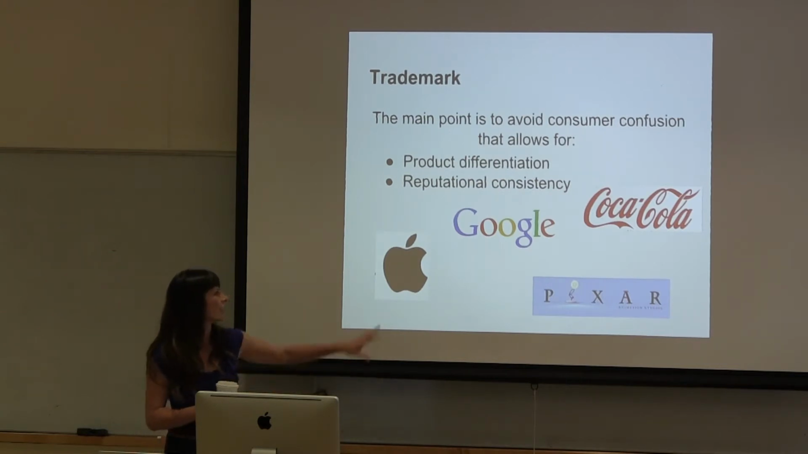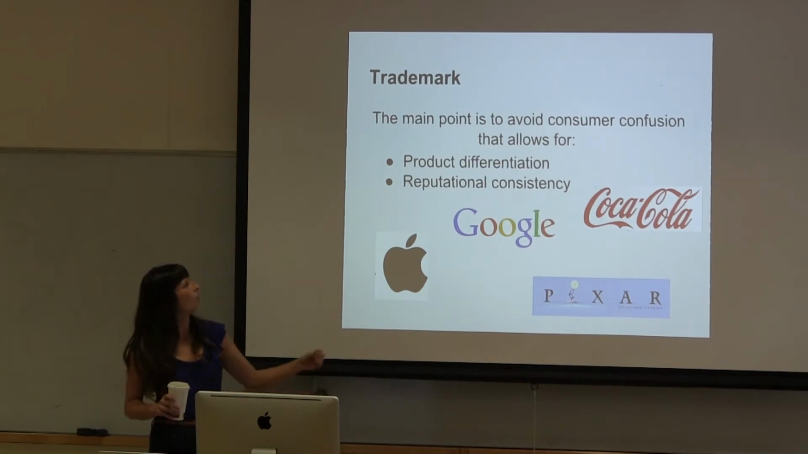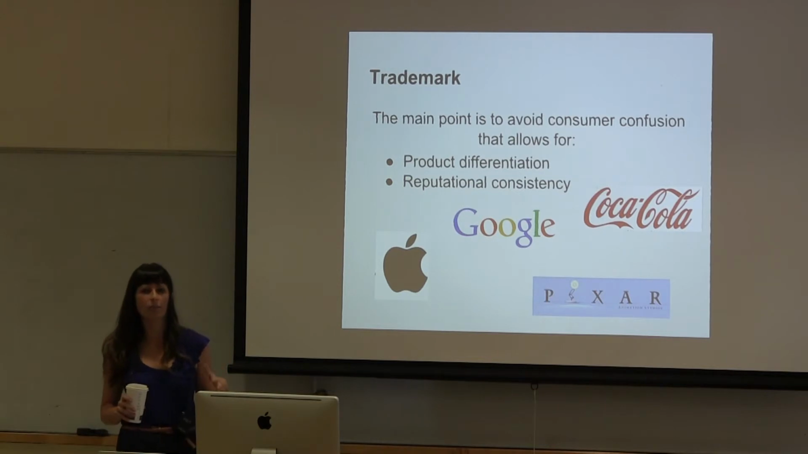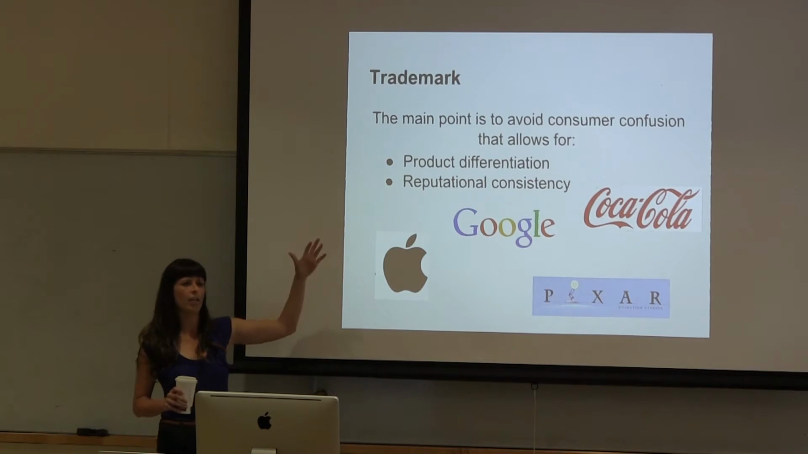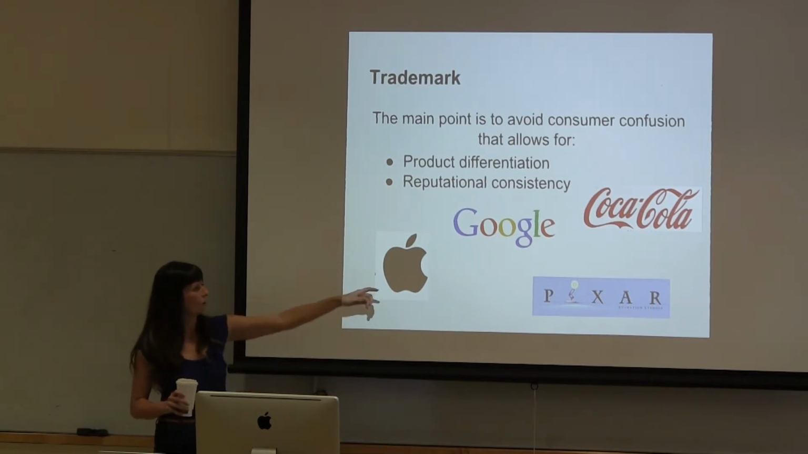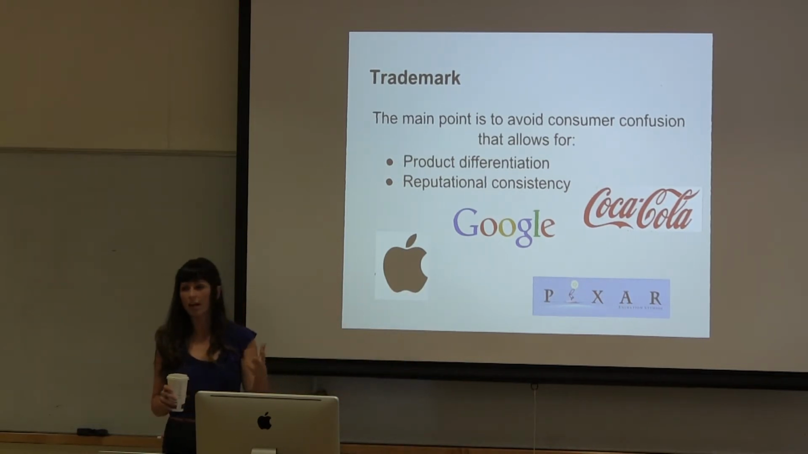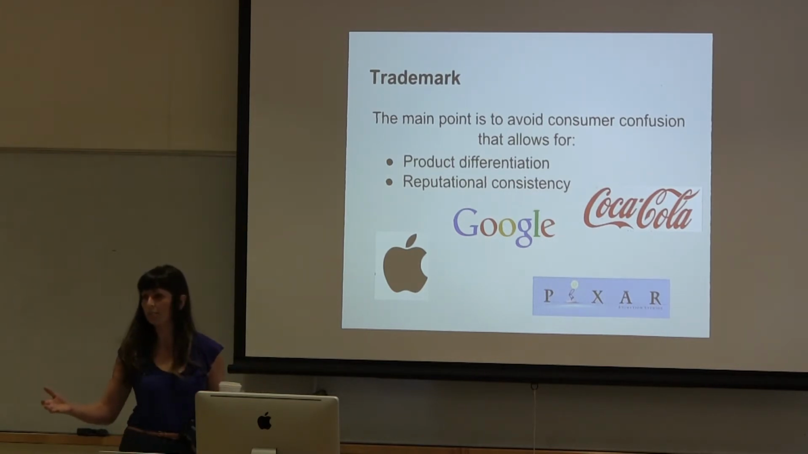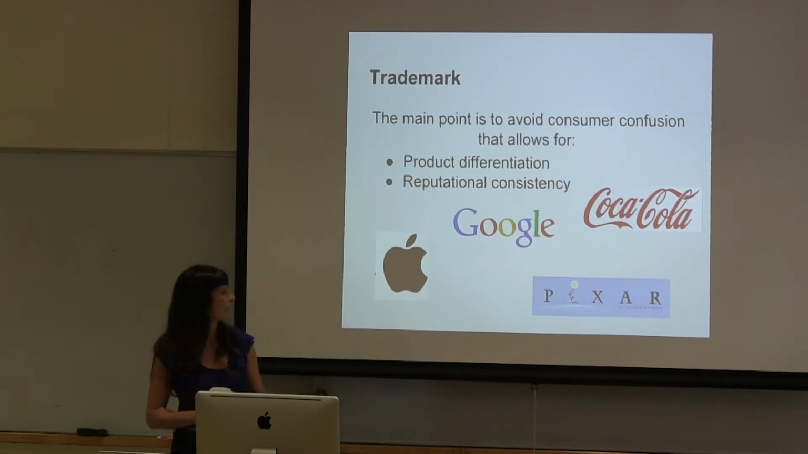Trademark. So like I said, we all know these kinds of marks that we see. But the main point of these is to prevent consumer confusion. It allows for product differentiation and a reputational consistency. So you know when you see Coca-Cola what you're getting. Same thing with all these. You know there's not a confusion. Nobody's going to, well, you'll get sued if somebody comes up and uses Google's logo for shoes that are not made by Google.